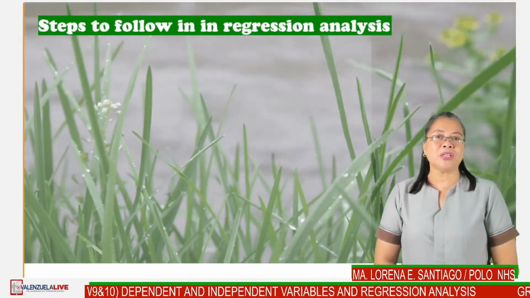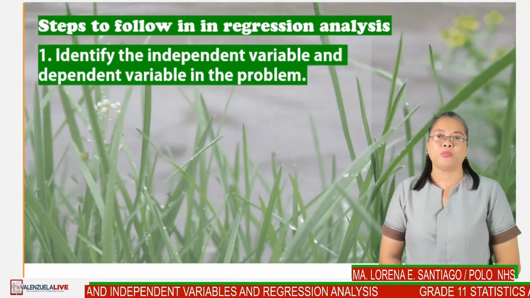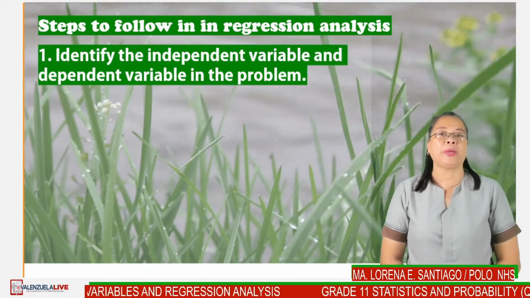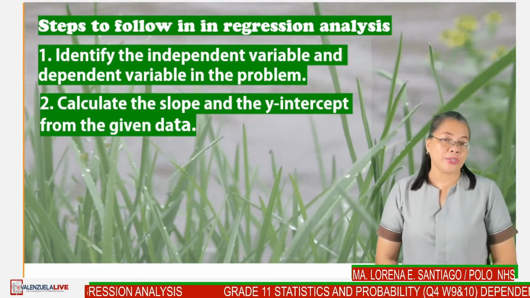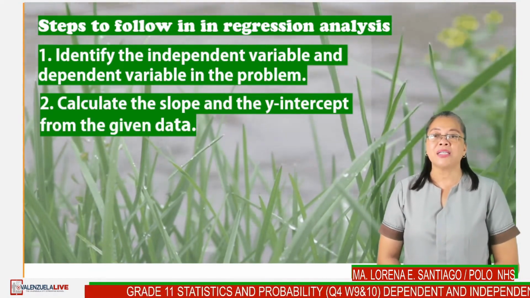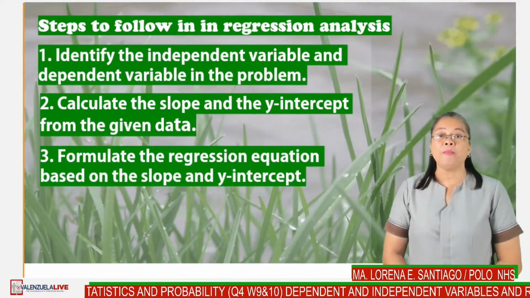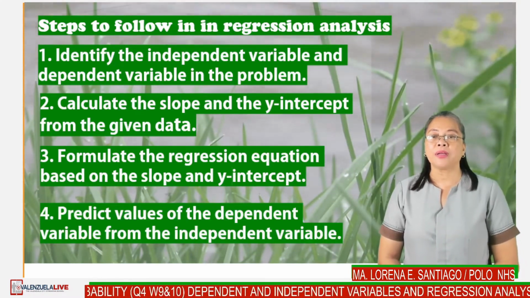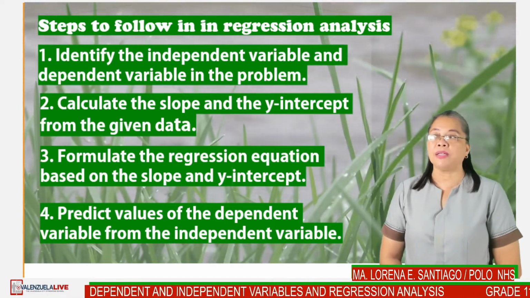Let us now recall the steps in regression analysis. Step 1, you are to identify the independent variable and the dependent variable in the problem. Step 2, you are to calculate the slope and the y-intercept from the given data. Step 3, you are to formulate the regression equation based on the slope and y-intercept. Step 4, predict values of the dependent variable from the independent variable.